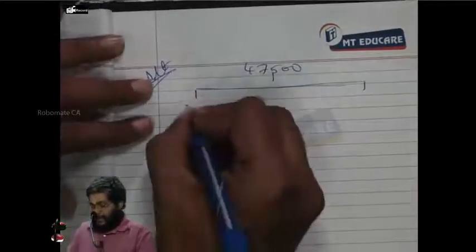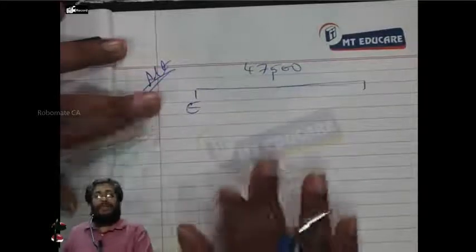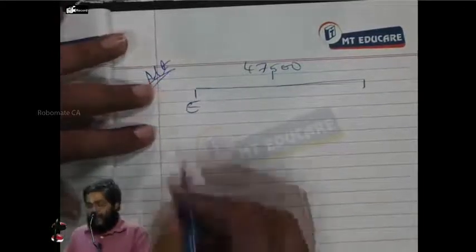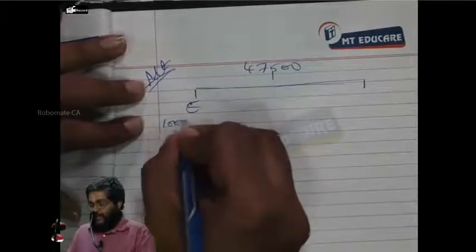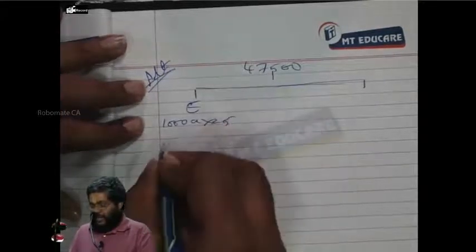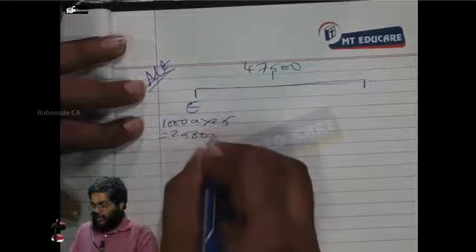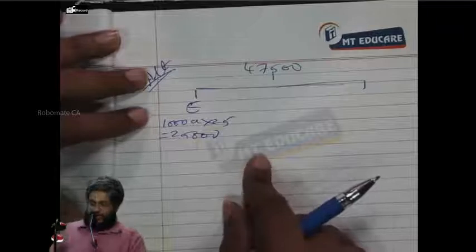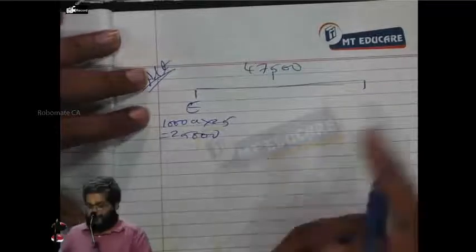First of all, E. Already 3,000 E is over in the old plant. In the new plant, how much E can I manufacture extra? 1,000 units. And how many rupees? 25. What amount here? 25,000. I can recover 25,000 by selling 1,000 E. Right or not? Now, please.